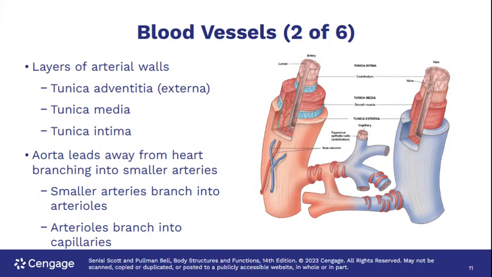As the aorta leads away from the heart, it branches into smaller arteries. So they get smaller and smaller as they go through the body. The small arteries branch into arterioles, and those are even smaller than the small arteries. And then the arterioles branch into the capillaries. Now, the capillaries are so small that they can get blood to the smallest cells in the body. They can only be seen under a microscope, and they're connected to venules.